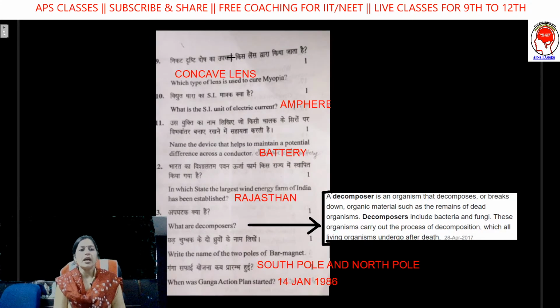Next is your question number 9, and all these questions carry 1 mark. Question number 9: which type of lens is used to cure myopia? कौन सा ऐसा lens है जो myopia के cure के लिए use होता है? Concave lens.